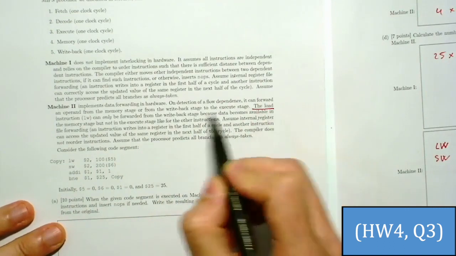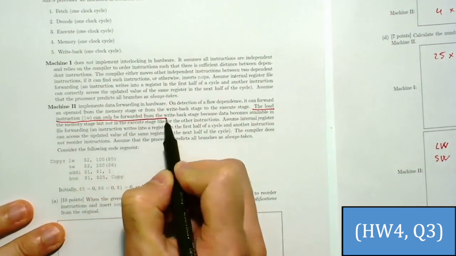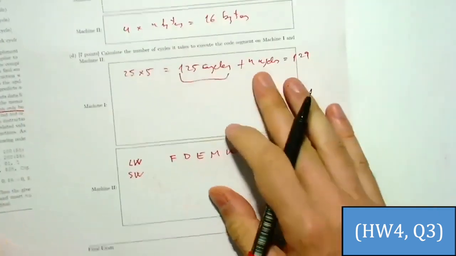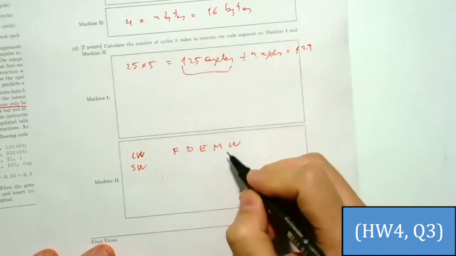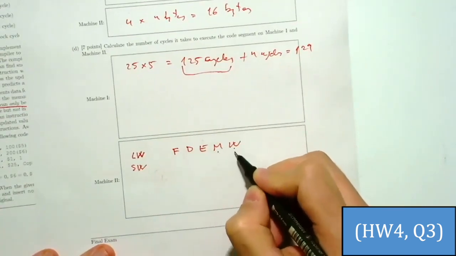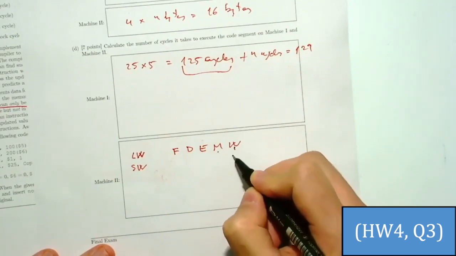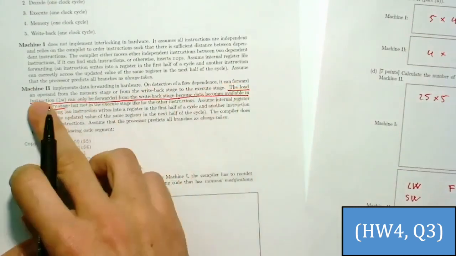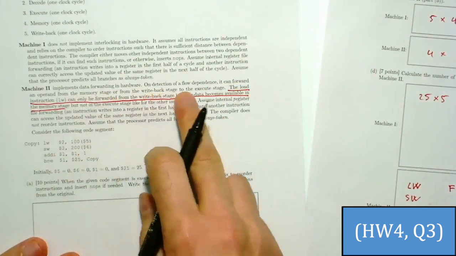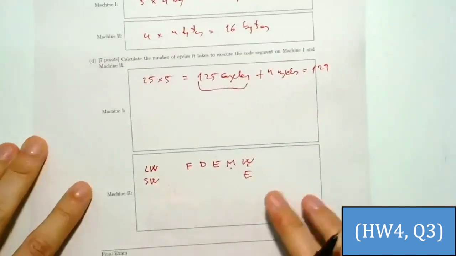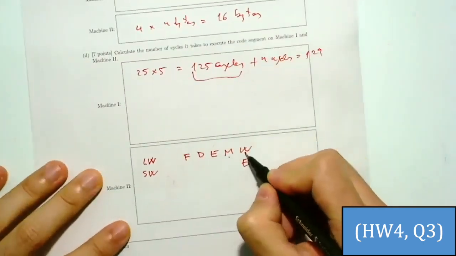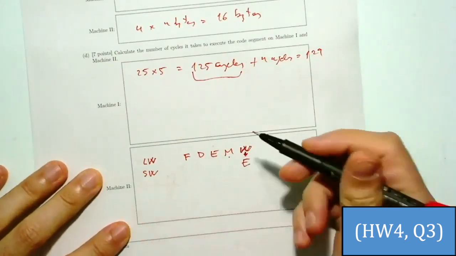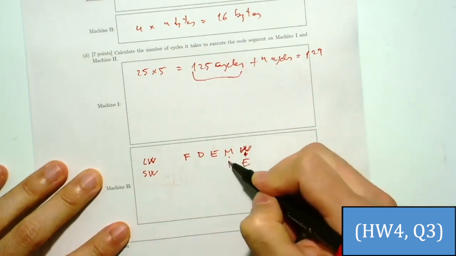the load instruction can only be forwarded from the write back stage because the data becomes available in the memory stage. So the data becomes available here. So from here, we can forward this data to the execution stage. So it's specified here, right? The forward from the memory or write back stage to the execute stage. So this data can be forwarded from the write back stage to the execution stage directly, right? So we have this here.